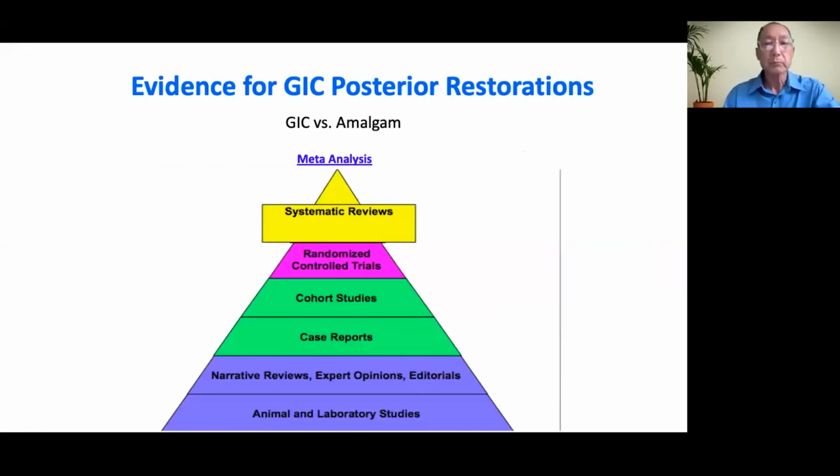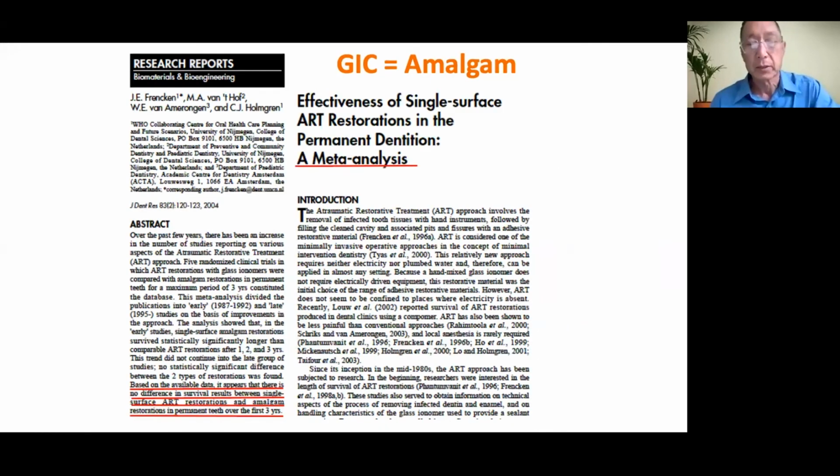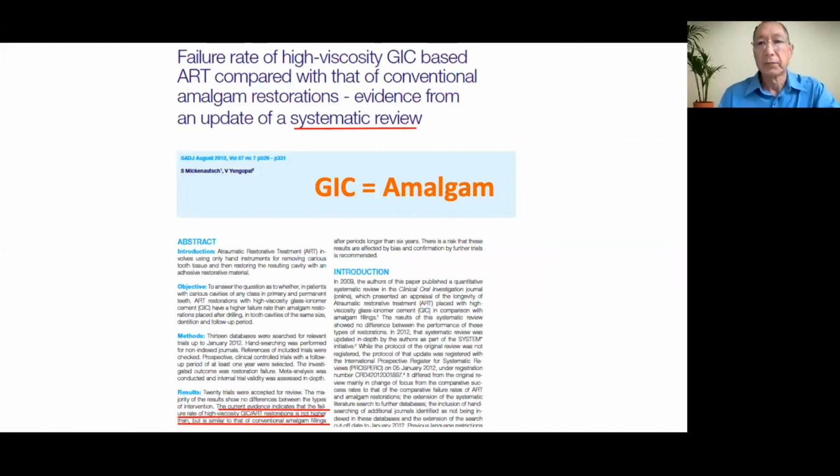which proves you can also cover up silver diamine fluoride. Posterior restorations using glass ionomer also have pretty high levels of evidence at meta-analysis. Here's one showing that glass ionomer was equivalent to the gold standard they compared it to, which was amalgam. Another systematic review showed the same conclusion. And finally, a meta-analysis showing that glass ionomer was better if you count prevention at the margins.